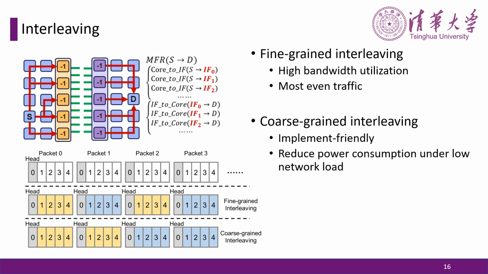The fine-grained interleaving is to distribute the packets of a message to multiple physical interfaces of an abstract interface one by one. It has the highest bandwidth utilization, but extra hardware overhead. The coarse-grained interleaving is to distribute packets in a more coarse-grained way. It is implementation-friendly and can reduce power consumption under low network load.